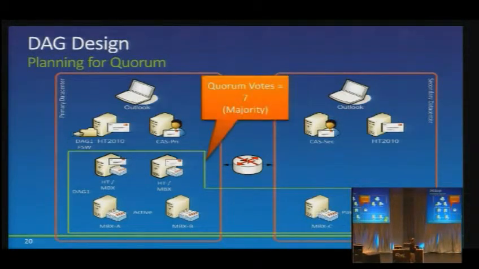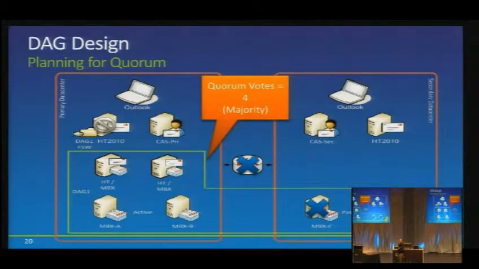So for example here, now we've got 1, 2, 3, 4, 5, 6, plus our witness server over here, we've got 7 quorum votes. We lose the WAN, we still have 5 quorum votes. Somebody takes down the witness server, we still have 4. We still have a majority at this point.